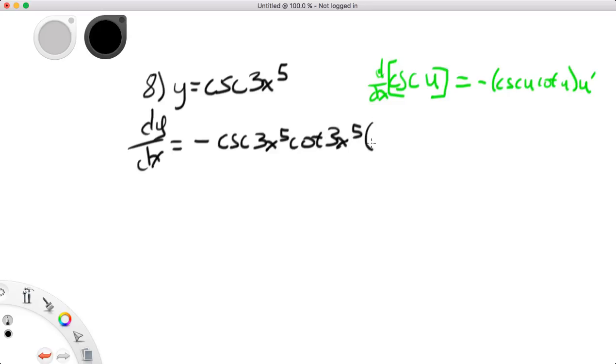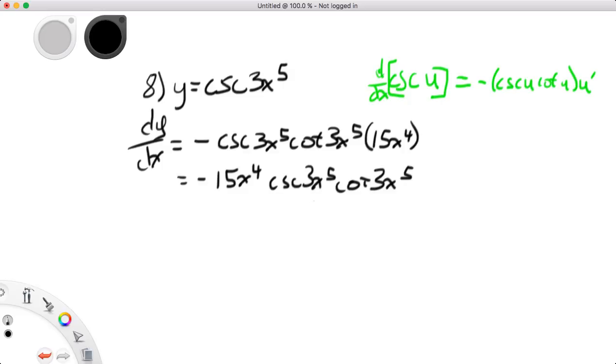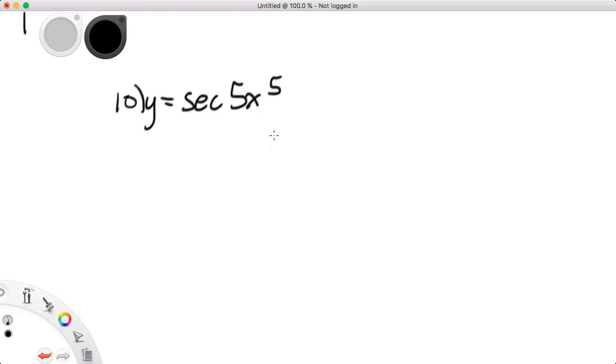Okay, so that being the case, we're going to say that our derivative of y is going to be equal to negative cosecant of 3x to the 5th times cotangent of 3x to the 5th multiplied by 15x to the 4th. And another way that we can write that is negative 15x to the 4th times cosecant 3x to the 5th cotangent 3x to the 5th. And that's it. A little more involved because it's a longer derivative, but it's still nothing that we haven't been able to do so far.